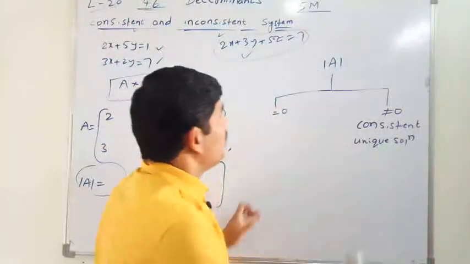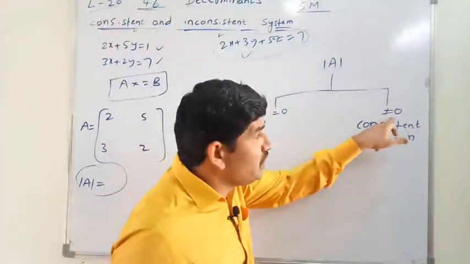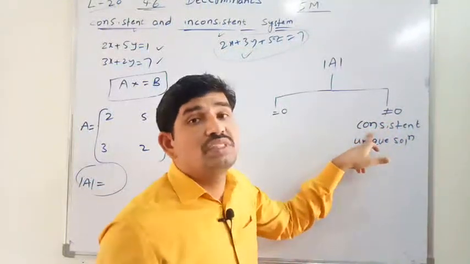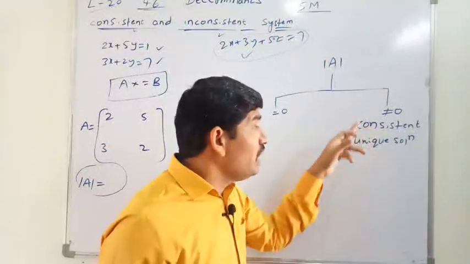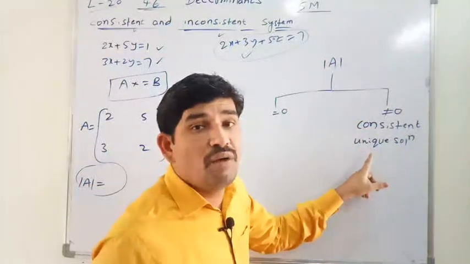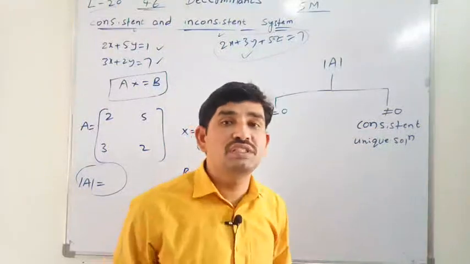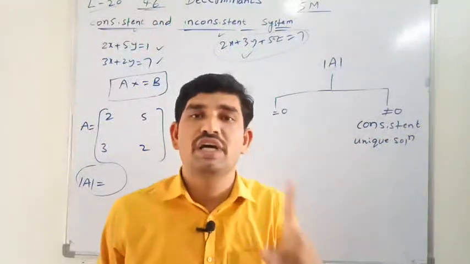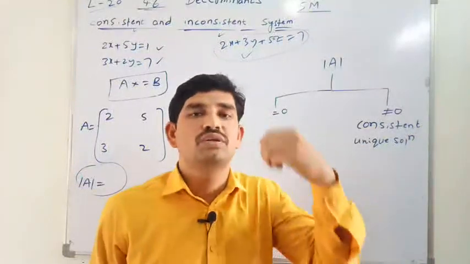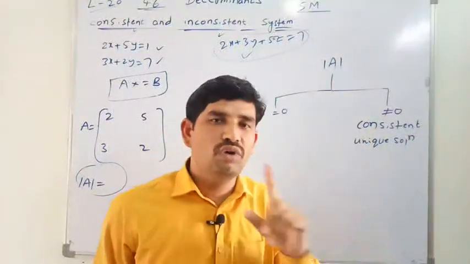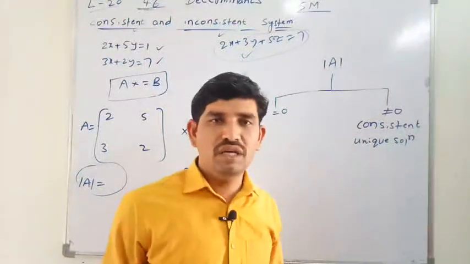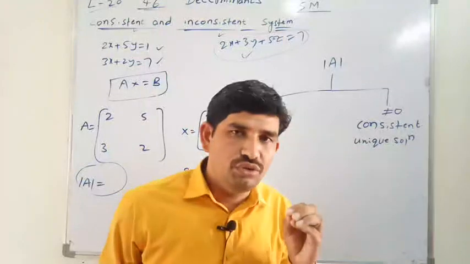So now the determinant of this, suppose we got not equal to 0, we write the system of equations are consistent. And immediately we have to write which kind of solutions it will have: unique solutions. Unique means only one solution will be there. Means x is equal to 1, y is equal to 2, z is equal to some 4 or 5, one set of values. So x, y, z only one value each will be there, that is the unique solution.